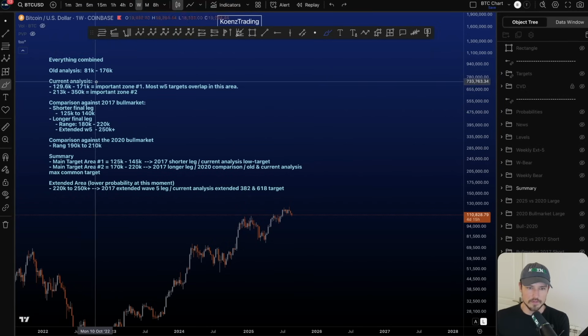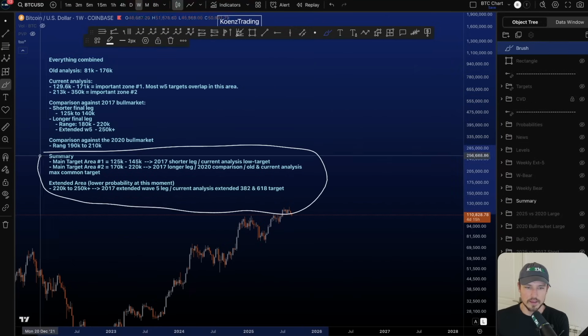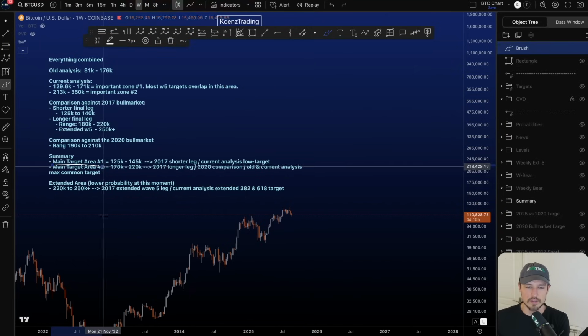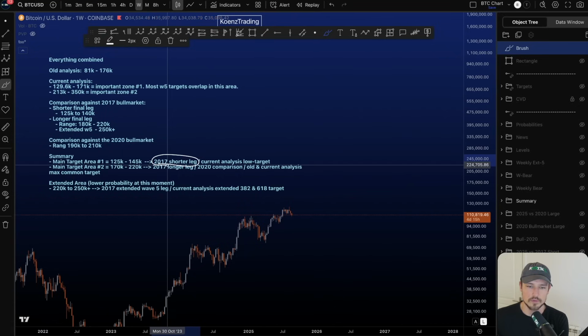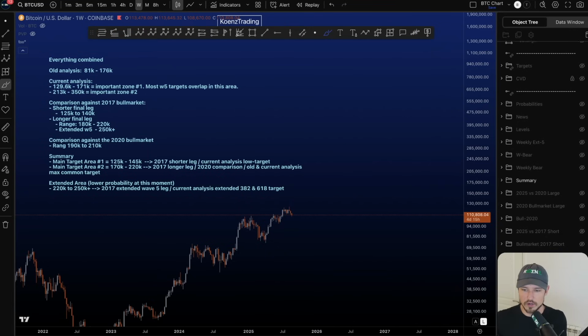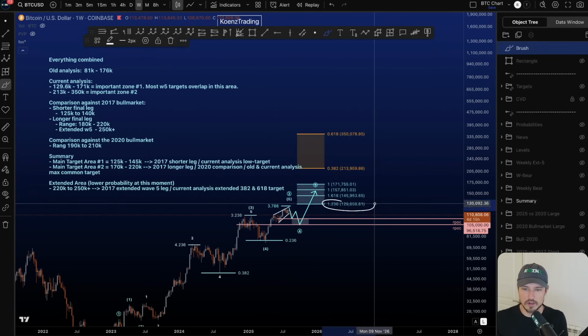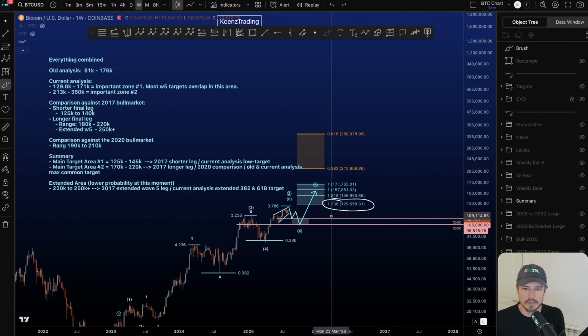So we have the data that I just explained, which I won't repeat. You can stop the video and basically read it. But then we have the summary here. The summary would be that your main target area 1 is between 125K and 145K. This target area consists of the 2017 shorter leg, which would be more preferred because here we would be in the final wave 4, and the current analysis, low target. Based on the current analysis, the lowest target would be 129.6. This is 125, give or take.